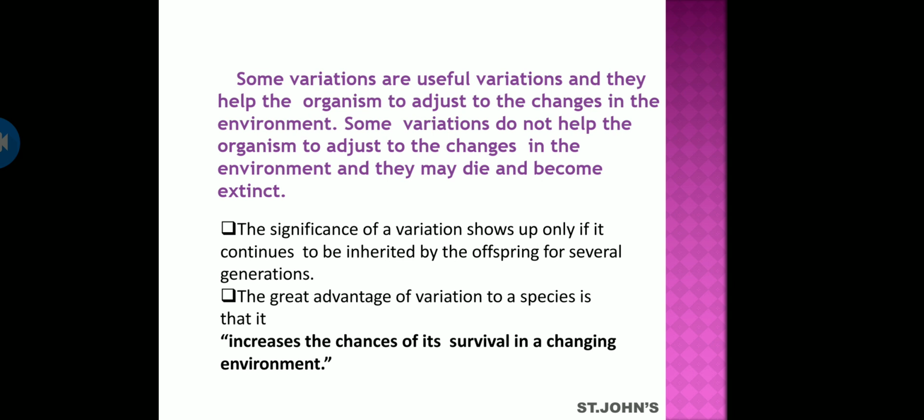So the offspring also have variations that are generated within himself or herself, and the variations which are acquired from both the parents. So in this way, variations tend to accumulate and pass on to more and more individuals with each generation. So this is the concept of accumulation of variations during reproduction.